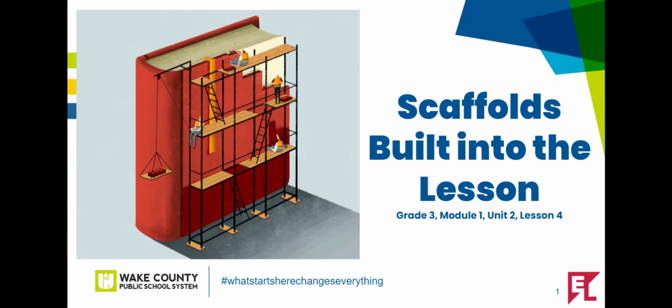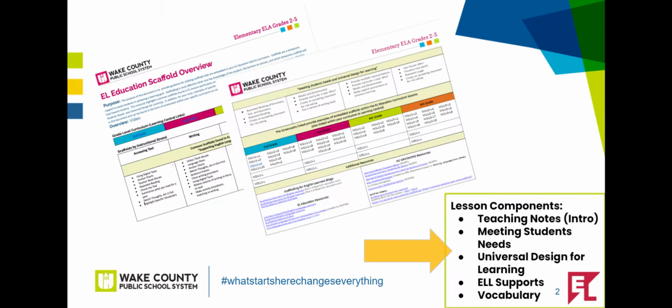Throughout this learning opportunity, we'll focus on examples of scaffolds that already exist within EL Education lessons using Lesson 4 from Grade 3, Module 1, Unit 2. An EL Education Scaffold Overview document for elementary ELA grades 2 through 5 can be found in Learning Central under the appendix within each grade level module and in the teacher planning tools for your grade level curriculum. Please refer to this document for additional supports as you plan.